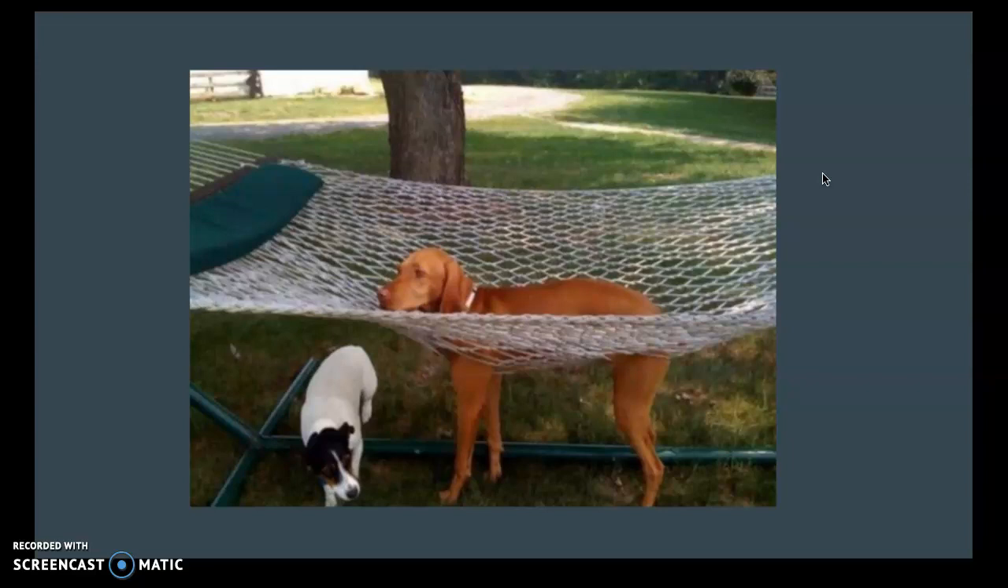This picture, again, we're looking at the effect. And so we should be asking ourselves, this dog is in this hammock like this because how did he get there? Well, we could guess he either tried to jump on there or he was placed on there and his legs fell through the holes.